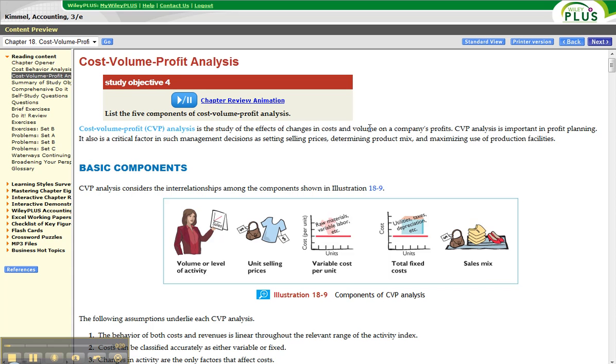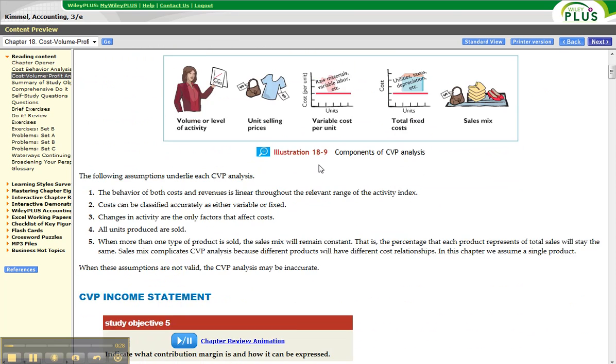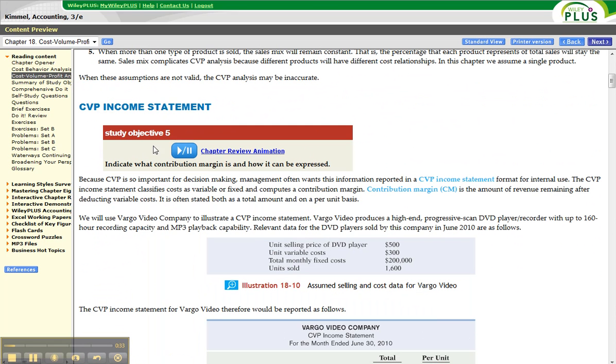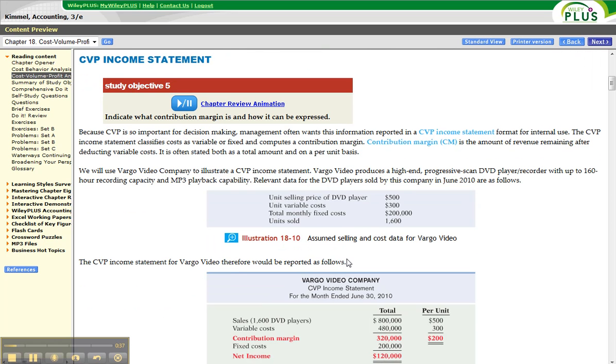If volume changes, that means how much we produce. If volume changes, that affects our profits. So we're going to start to look at cost, volume, profit now. The first thing that we have to consider is that in Study Objective 5, we're going to introduce something called a CVP income statement.